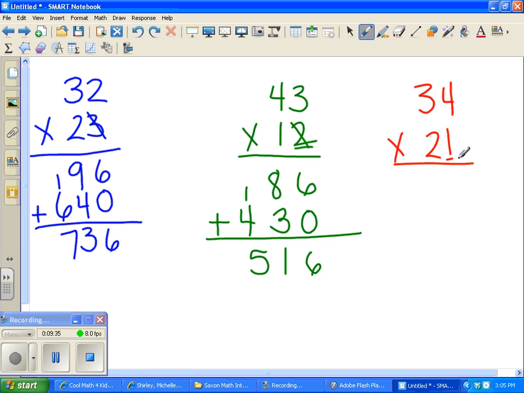I'm working with the 1 first. 1 times 4 is 4. 1 times 3 is 3. 0 is a placeholder. I'm finished with this one. 2 times 4 is 8. 2 times 3 is 6.